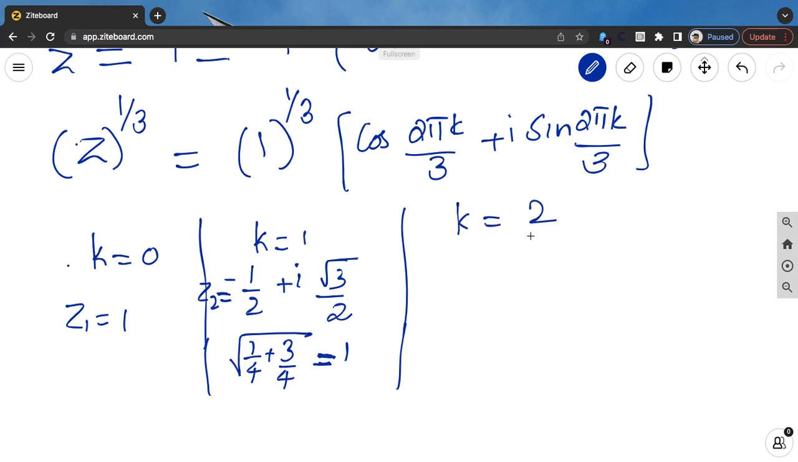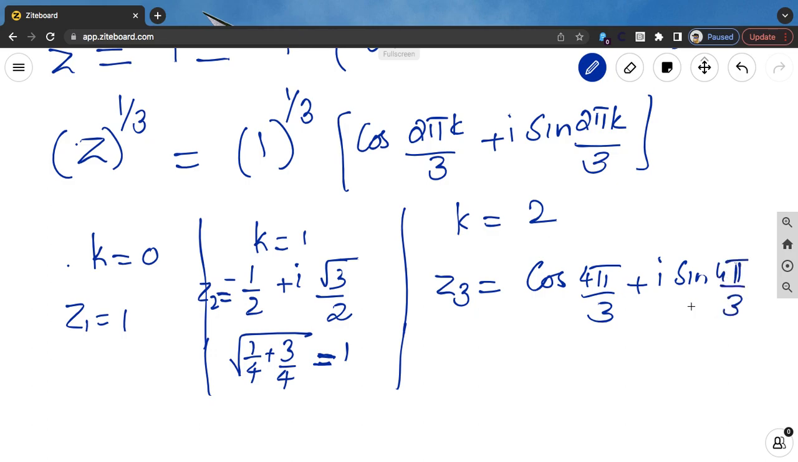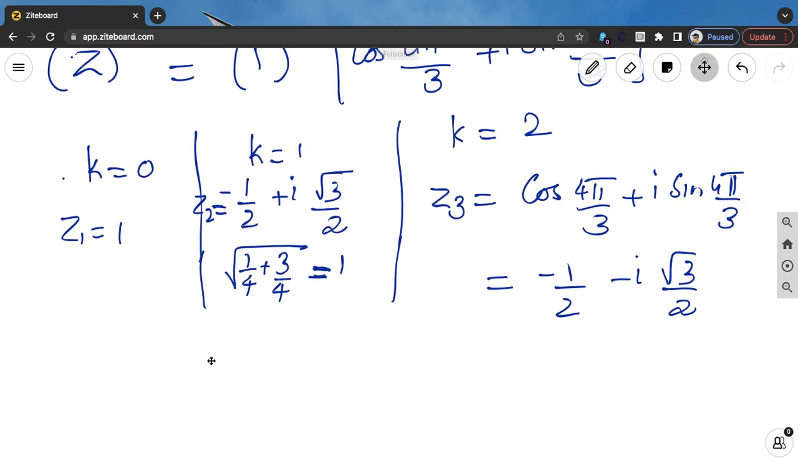If I substitute k as 2, I will get the third cube root of 1, which is cos 4 pi by 3 plus i sine 4 pi by 3. Third quadrant, 240 degrees. Cos value is minus half, sine value is minus root 3 by 2. Again, if you look at the modulus, it's still 1, but the angle has changed to 4 pi by 3, which is 240 degrees.